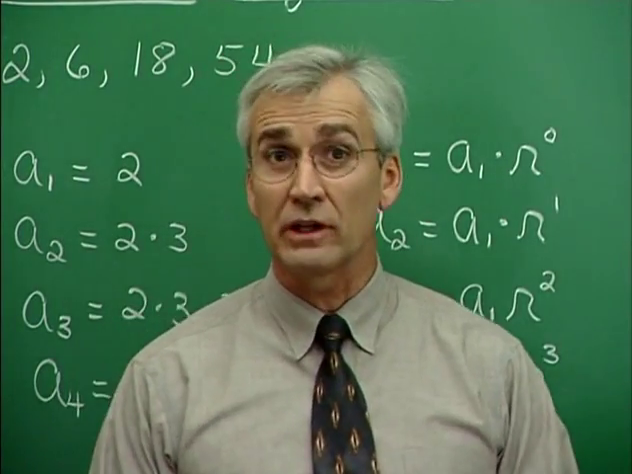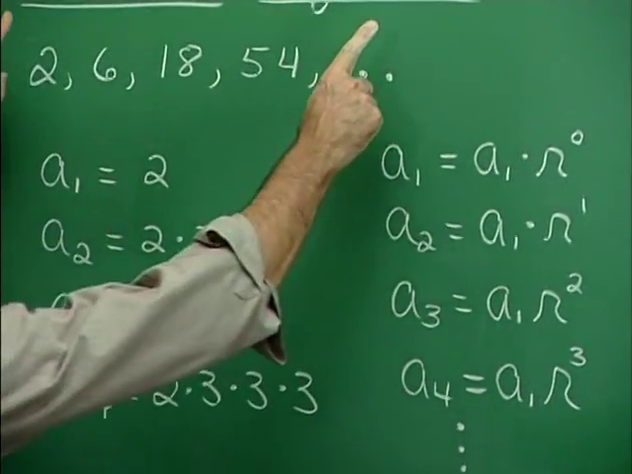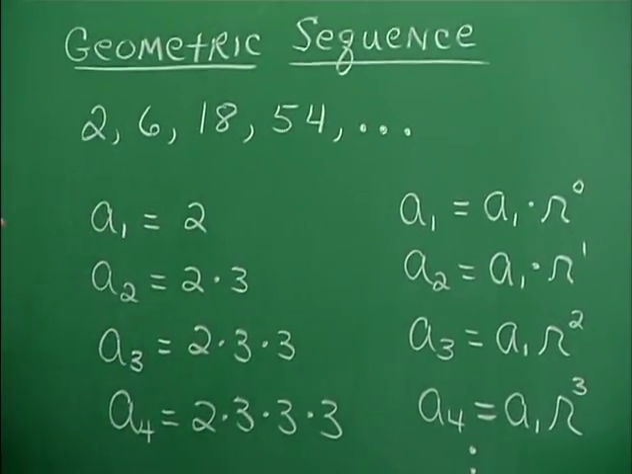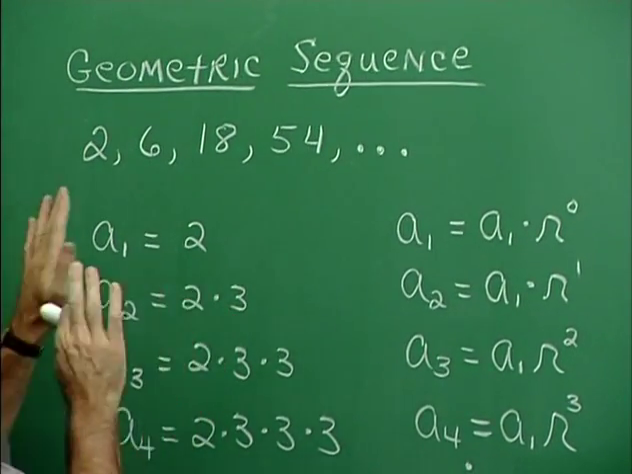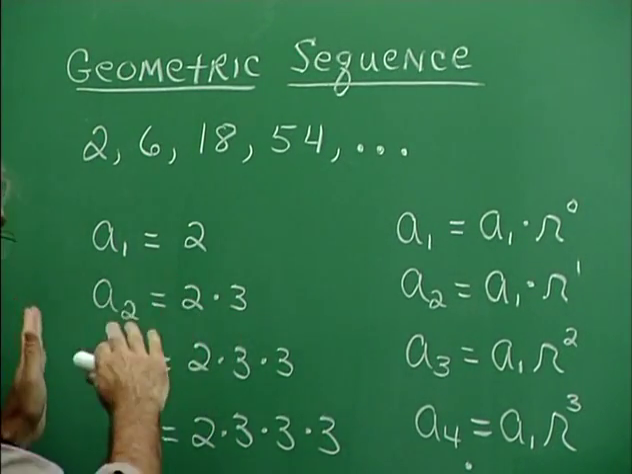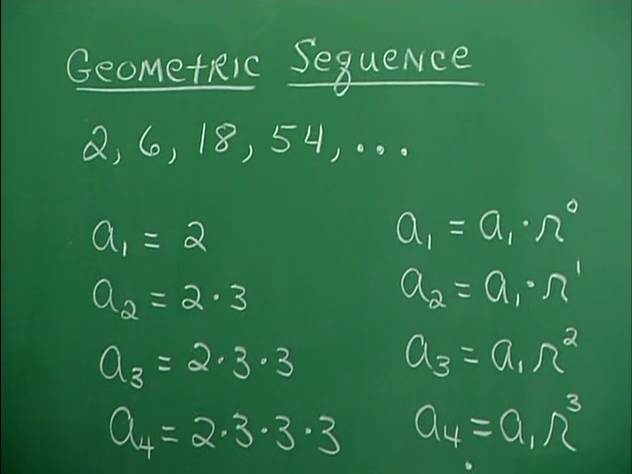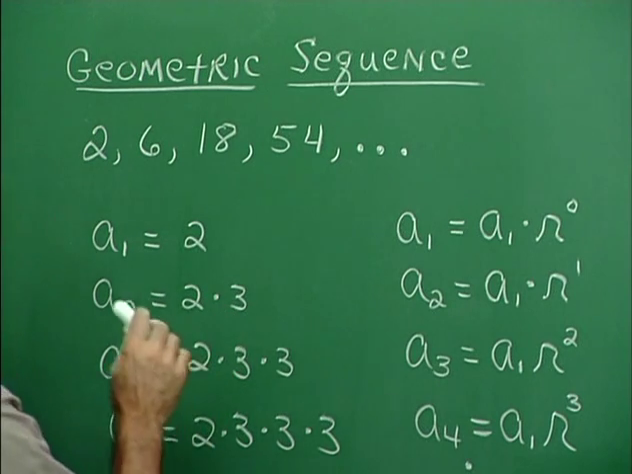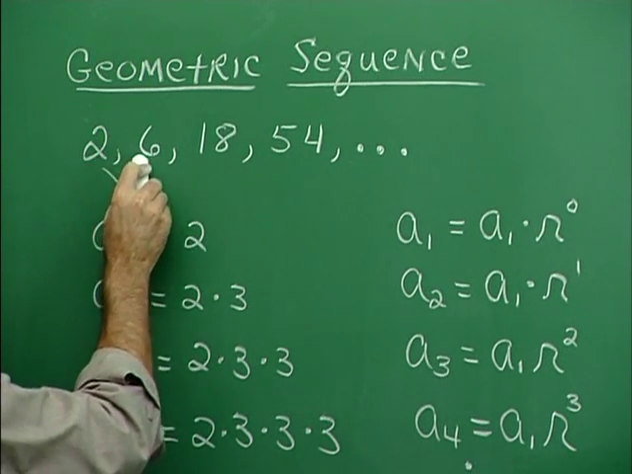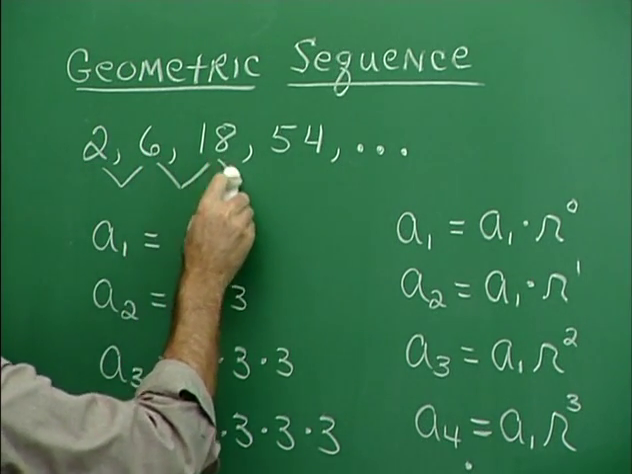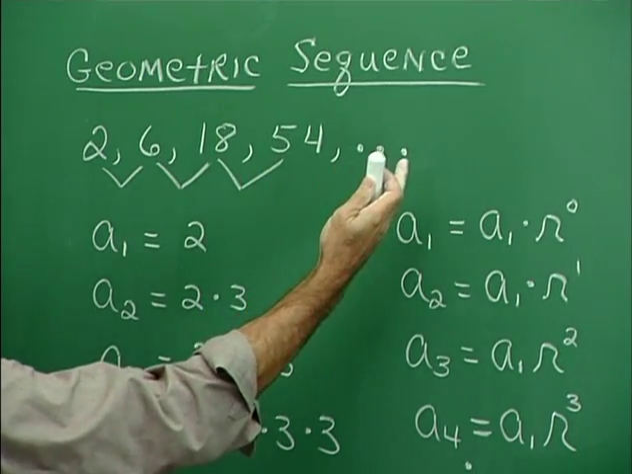Here we have a geometric sequence. It's a geometric sequence because succeeding items are generated by multiplication rather than addition or subtraction, as was the case with arithmetic sequences. Now the multiplier here is 3 because 2 times 3 gives 6, 6 times 3 is 18, 18 times 3 is 54, and so on.